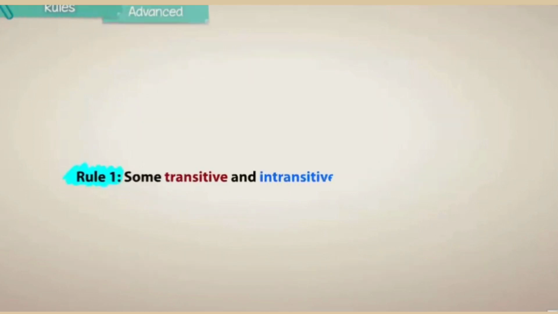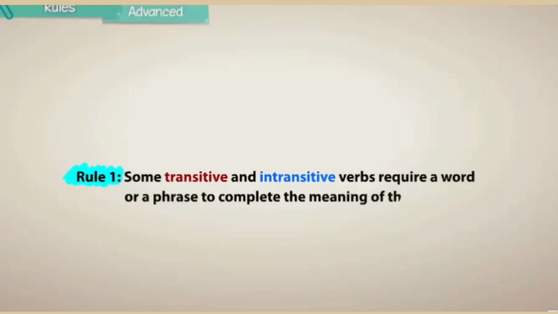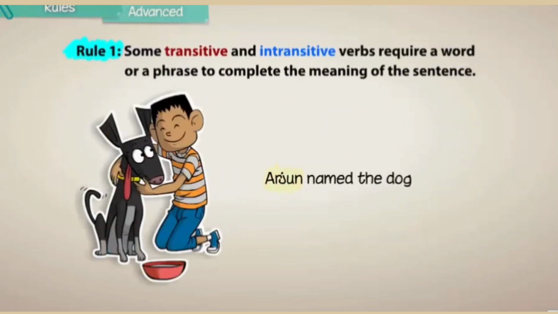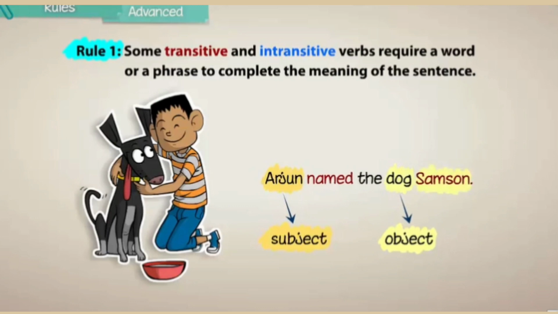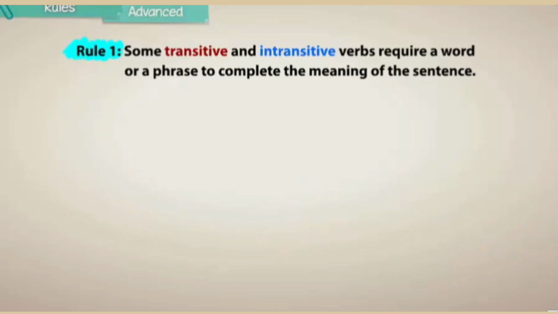Some transitive and intransitive verbs require a word or a phrase to complete or improve the meaning of the sentence. For example, this sentence has a subject, a transitive verb, and an object. Yet, the meaning of the sentence is not clear. So, some words need to be added to improve the meaning of the sentence. Such a word or phrase that completes or improves the meaning of the sentence is called a complement.